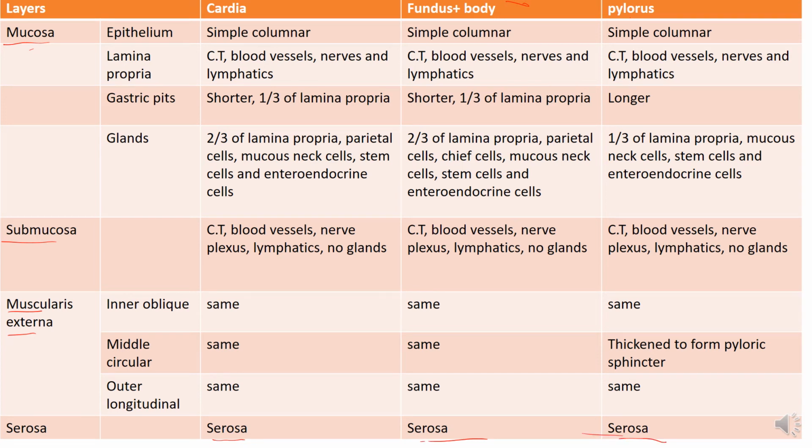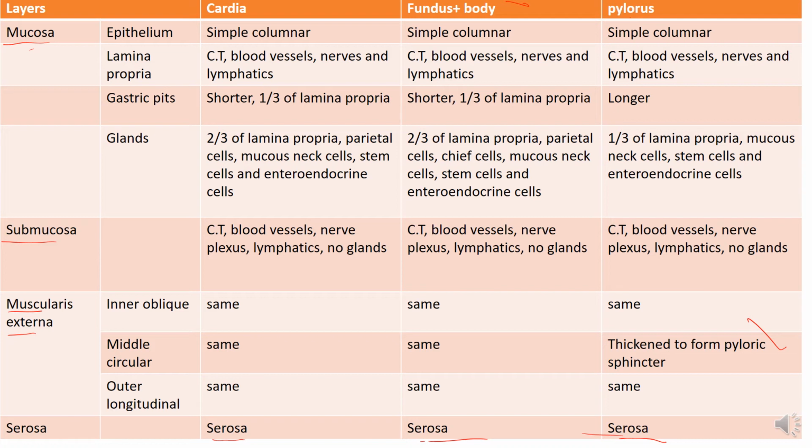Then the muscularis externa. It consists of inner oblique, middle circular, and outer longitudinal layers. Now it is the same in the three regions, except in the pyloric region, where the middle layer thickens to form the pyloric sphincter. Now this is important. This is often asked in the MCQ as well as in the viva questions.